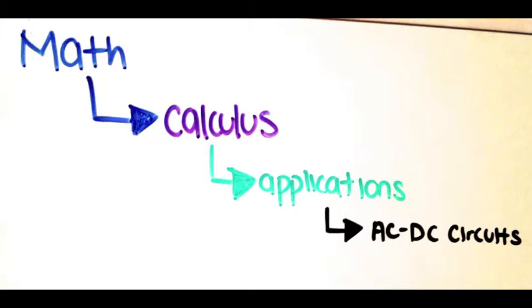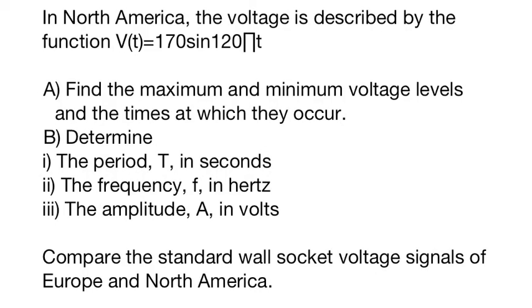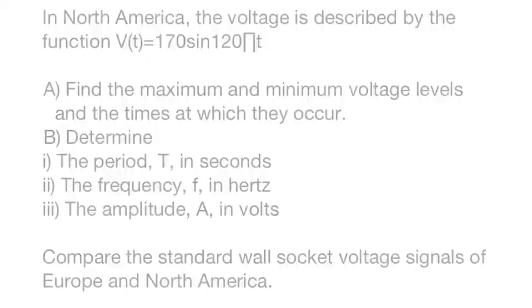In North America, the voltage is described by the function V(t) = 170 sin(120πt). Find the maximum and minimum voltage levels and the times at which they occur. Then find the period, T in seconds, the frequency, f in hertz, and the amplitude, A in volts. Finally, use this information to compare the standard wall socket voltage signals of Europe and North America.